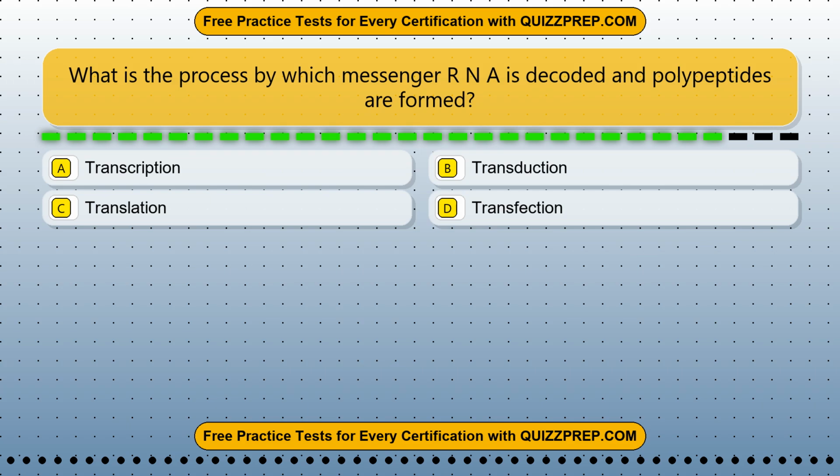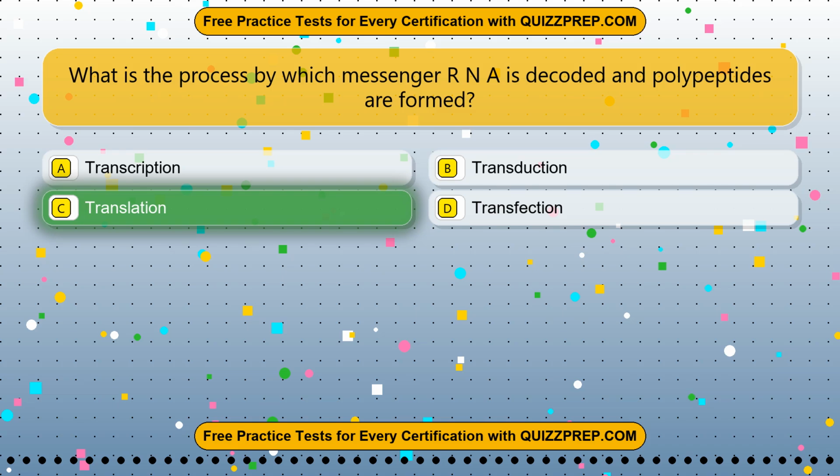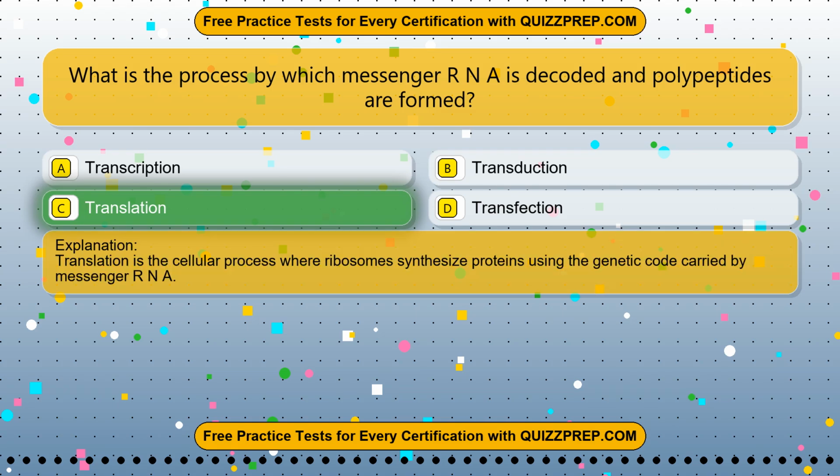Question 30. What is the process by which messenger RNA is decoded and polypeptides are formed? Option A, transcription. Option B, transduction. Option C, translation. Option D, transfection. The correct answer is option C, translation. Translation is the cellular process where ribosomes synthesize proteins using the genetic code carried by messenger RNA.